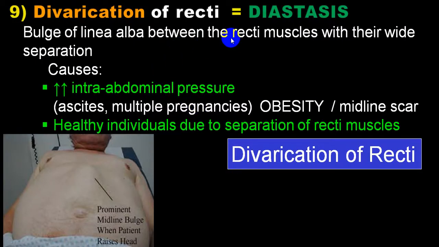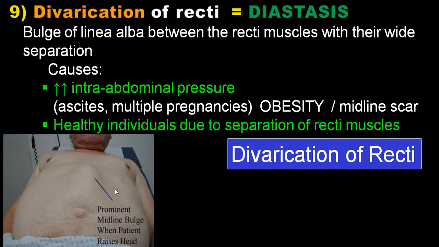So divarication of recti or diastasis is a bulge of linea alba between the two recti muscles with their wide separation, and this will happen whenever there is a markedly raised intra-abdominal pressure, like ascites, after multiple pregnancy, in an obese person, and occasionally in a healthy individual due to separation of recti muscle, particularly in an old person. And whenever there is a divarication of recti along with a midline scar, then we use the word incisional hernia.